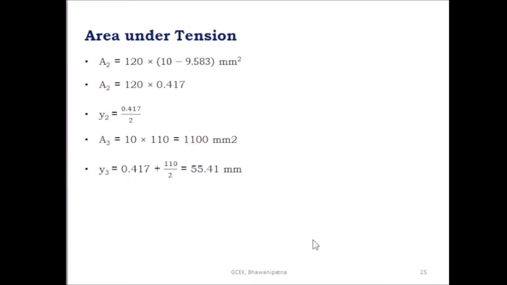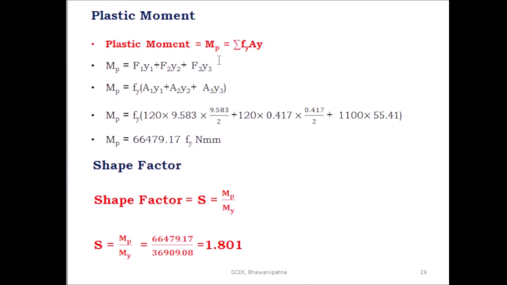This is Y3. Then after getting A1 Y1, A2 Y2 and A3 Y3, the plastic moment can be found using this equation: Mp is equal to the summation of Fy into Ay. Mp is equal to F1 Y1 plus F2 Y2 plus F3 Y3. Then Mp is equal to Fy, the yield stress, into (A1 Y1 plus A2 Y2 plus A3 Y3). After putting in the values, finally you get Mp equal to 66479.17 Fy Newton mm.